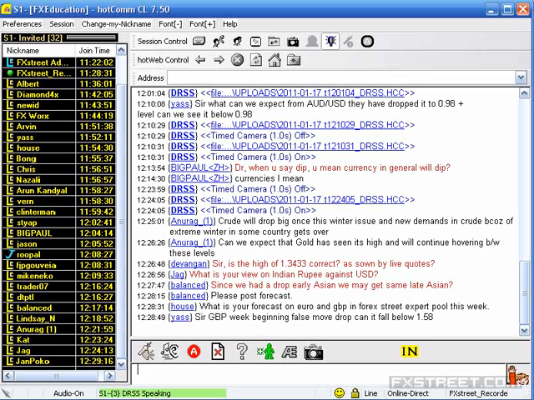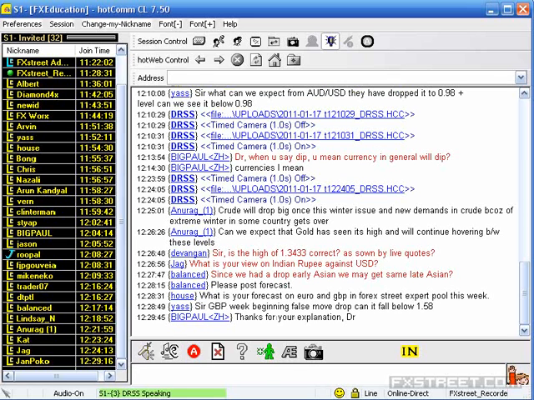Then, Anurag, crude will drop big once this winter issue, the demand in crude because of extreme winter in some countries, gets over. See, this is one of the attributes for the crude rise, and you just compare the data with regard to last winter season. Crude was trading around 65 to 63 level. So this winter is something special, thereby crude can go to 91.